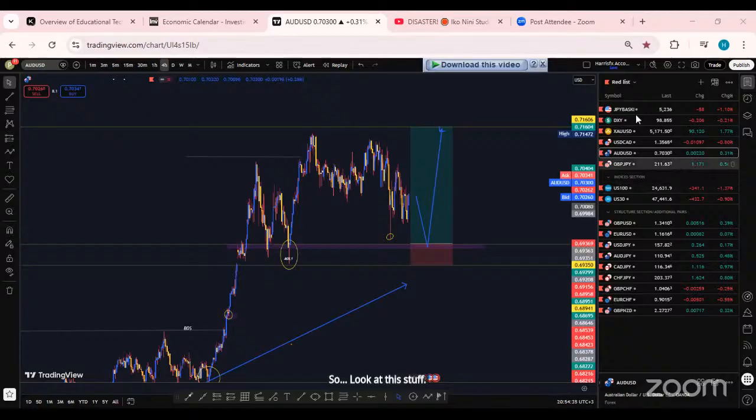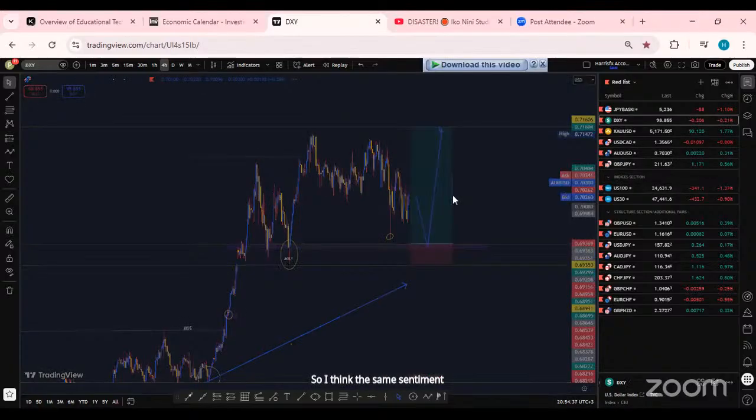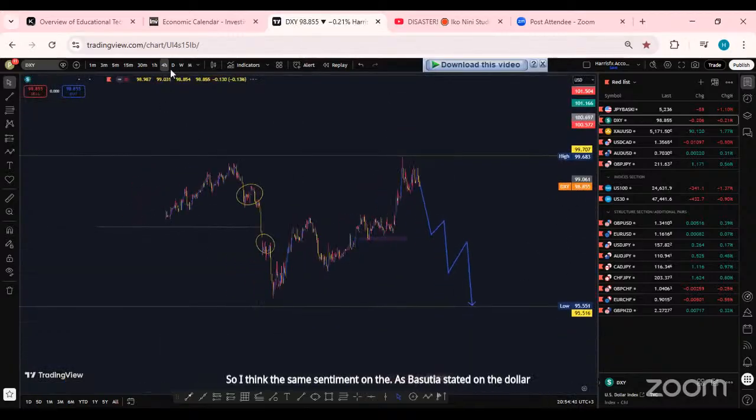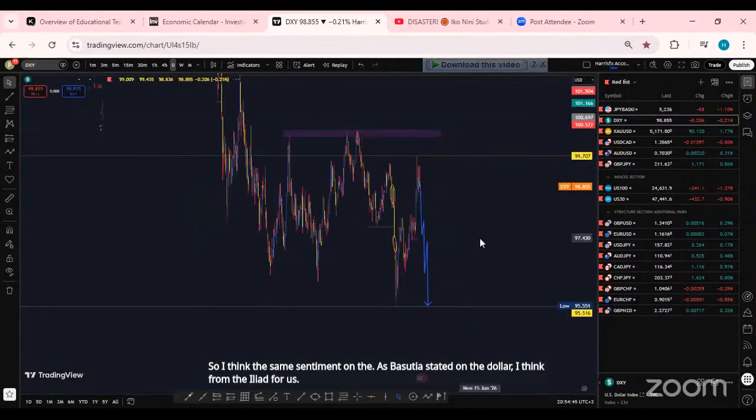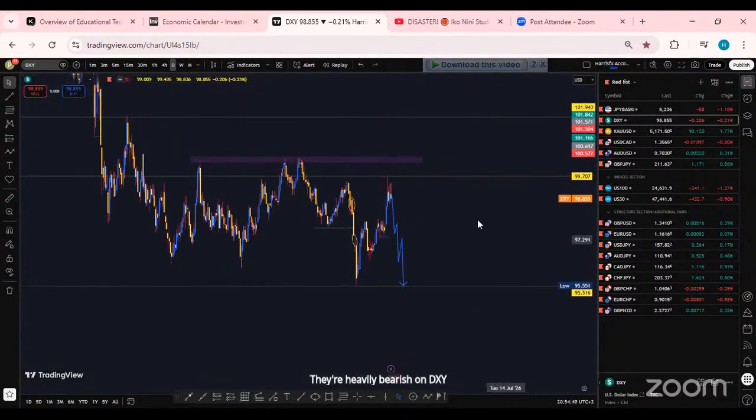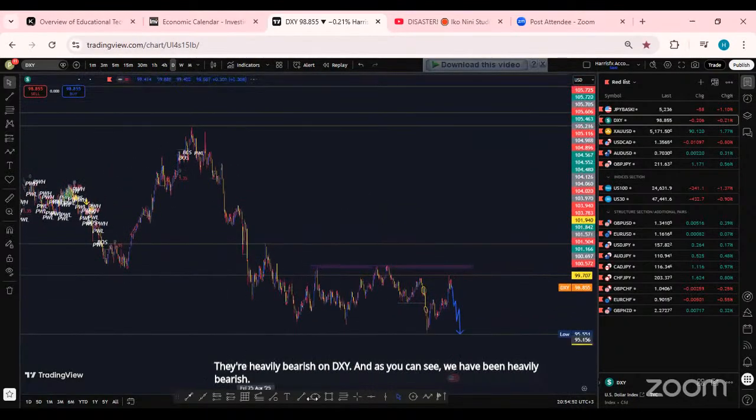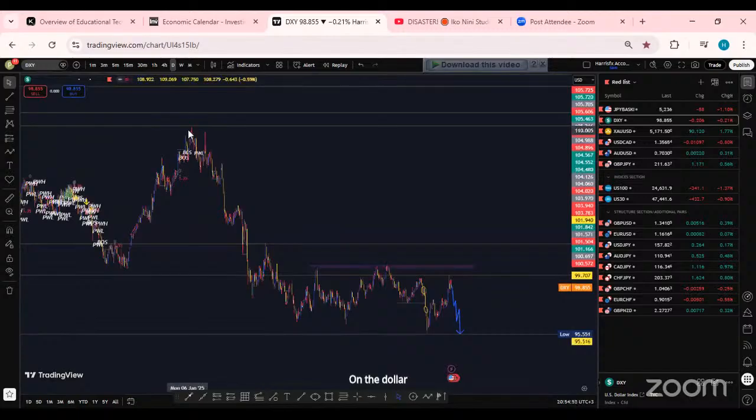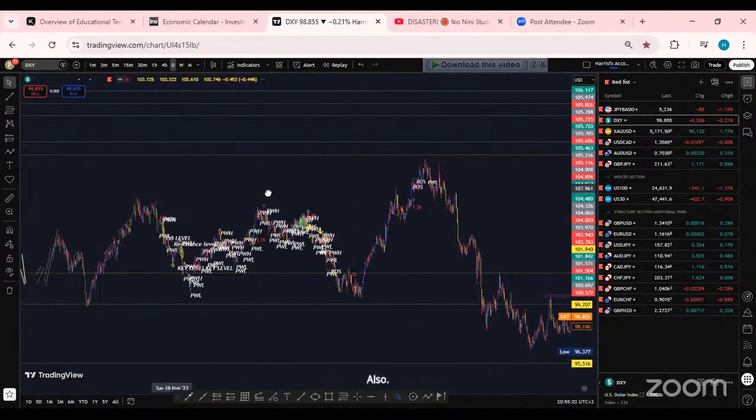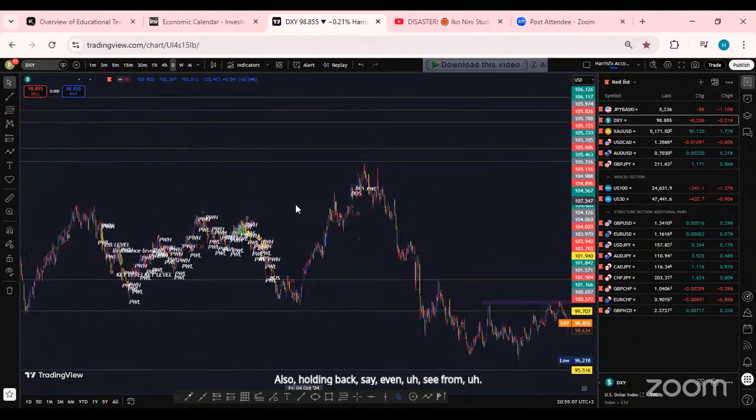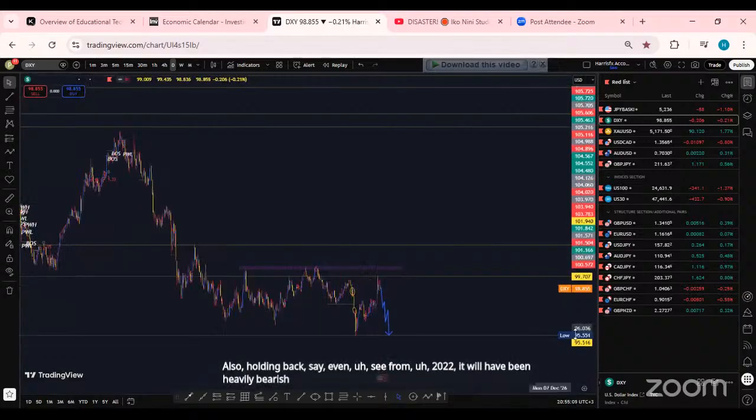So I think the same sentiment as Baswiti has stated on the dollar. From the daily and 4 hours, they're heavily bearish on DXY. As you can see, we have been heavily bearish on the dollar since 2025, and even pulling back to 2022, the dollar has been heavily bearish, and also in the recent price action.